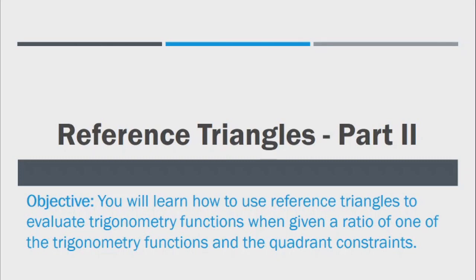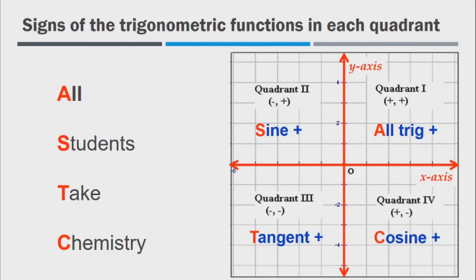angle belongs. We've met "All Students Take Chemistry", the acronym to help us remember the sign of each of the trigonometric functions in each of the quadrants. This is saying that all trig functions are positive in the first quadrant, and in the second quadrant, only the sine is positive, and in the third quadrant, only the tangent is positive, and in the fourth quadrant, only the cosine is positive. So we say all students take chemistry.